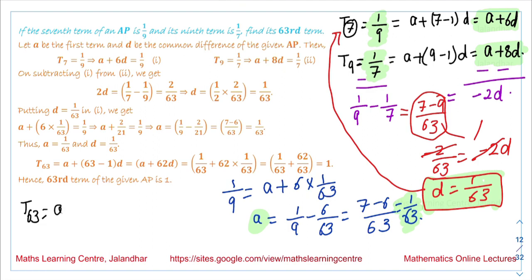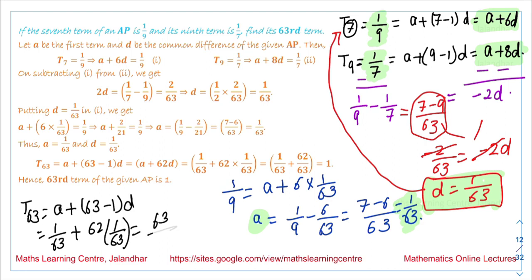So T63 we have is equal to A plus (63 minus 1)D. A is 1 by 63, 62 into 1 by 63. So the answer we have is 63 by 63 is equal to 1. So the 63rd term of this AP is 1.